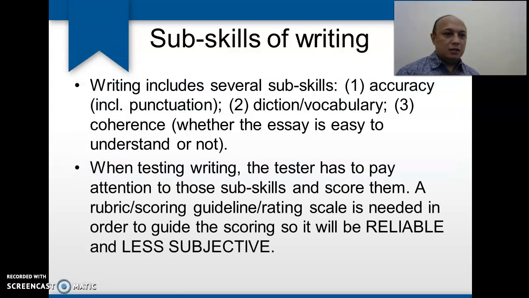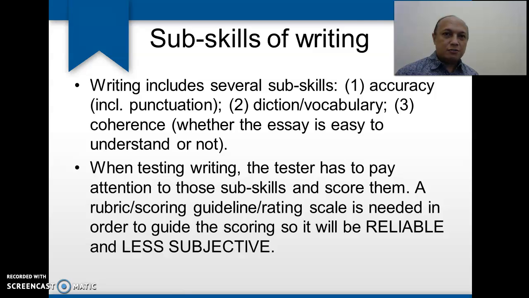Now, let's move on to sub-skills of writing. Writing itself includes several sub-skills, which are accuracy, including punctuation, diction or the choice of words or vocabulary, and coherence. Coherence is whether the essay is easy to understand or easy to follow or not. That's the quality of being coherent.